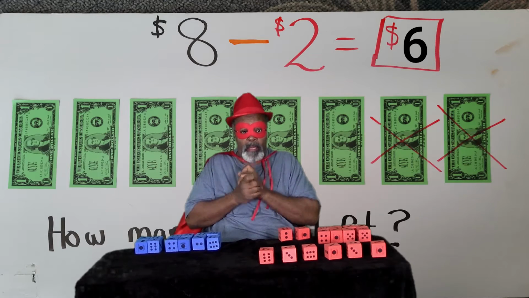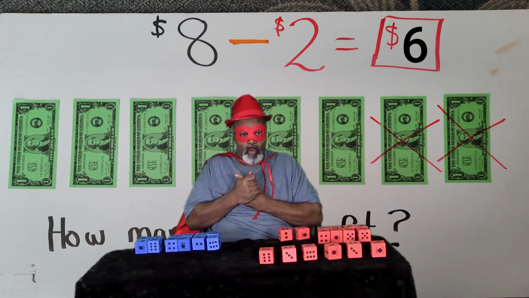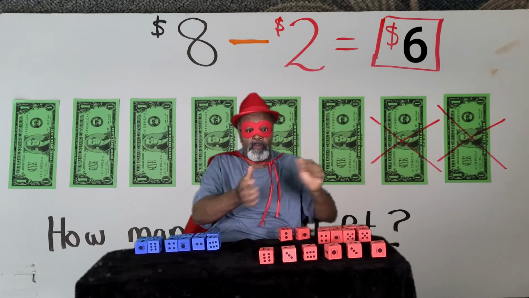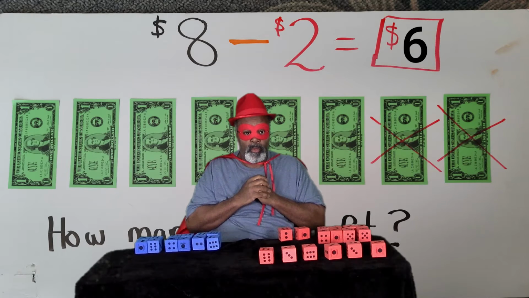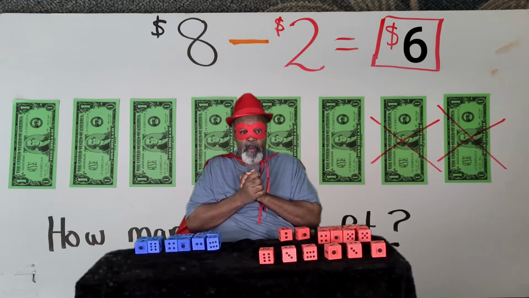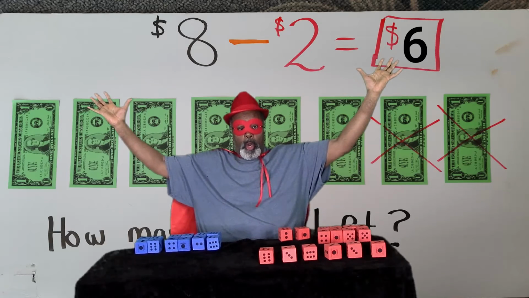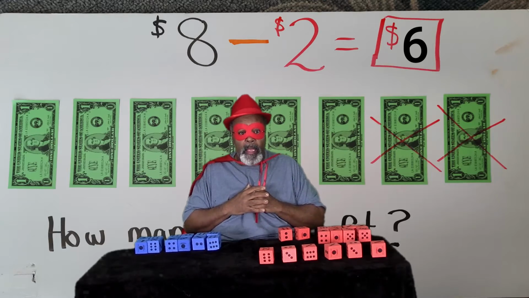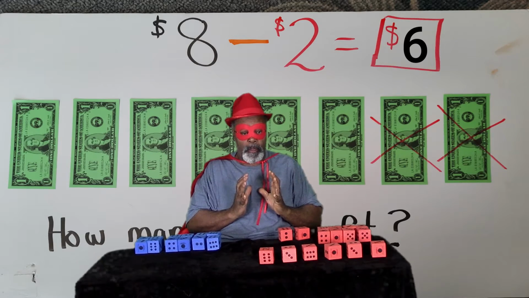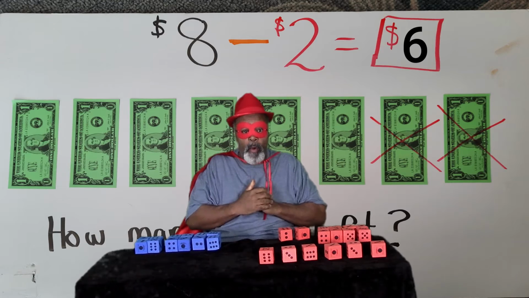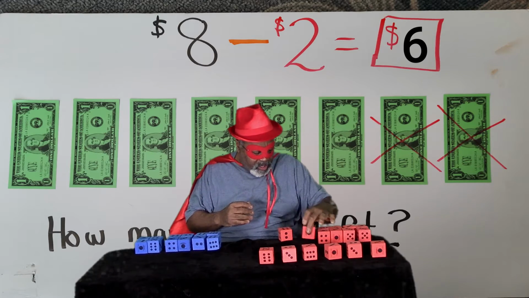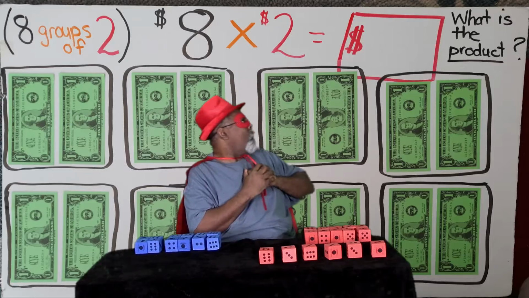So now we know how to add 8 plus 2, and now we know how to subtract 8 minus 2. See the difference already? When you add, it gets bigger. When you subtract, it gets smaller because we're taking away. All right, let's look at our next problem.